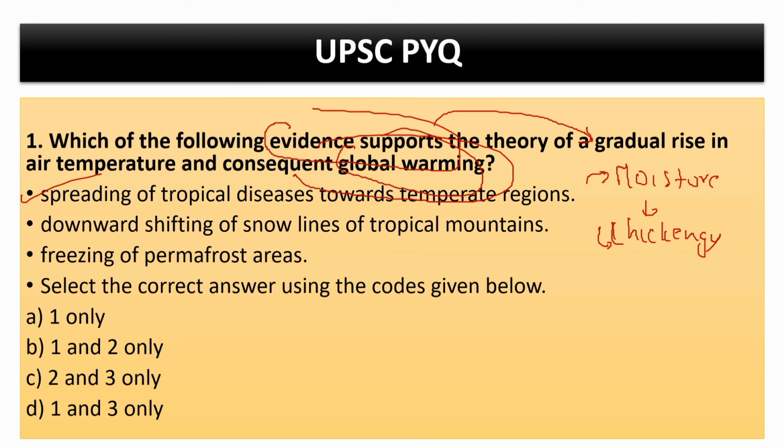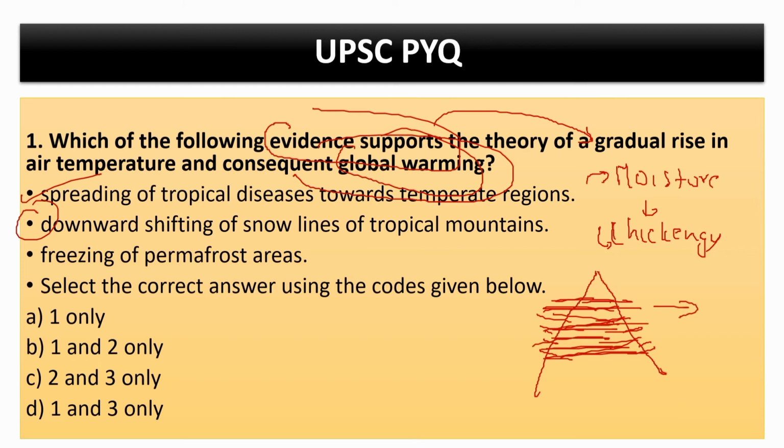And now let's look into the second option: the downward shifting of snow lines of tropical mountains. Is the option true? Now let's look into it. We know that in a mountain region, when there is a decrease in temperature, more and more snow reaches the bottom of the valley region. So when there is a decrease in temperature, more and more snow will be there in the valley region.